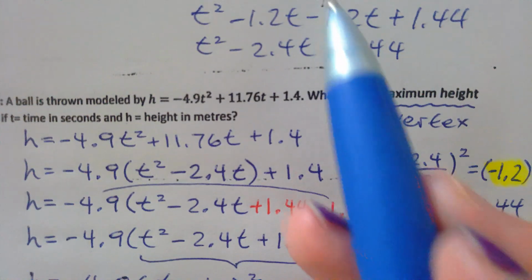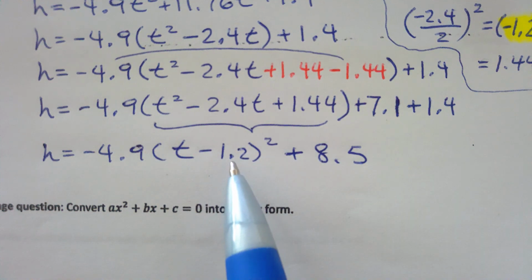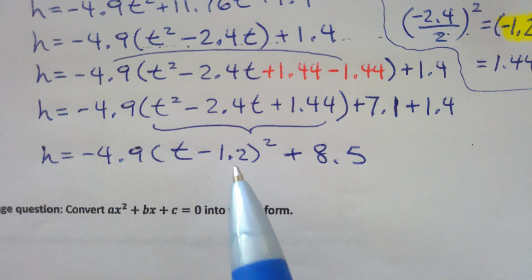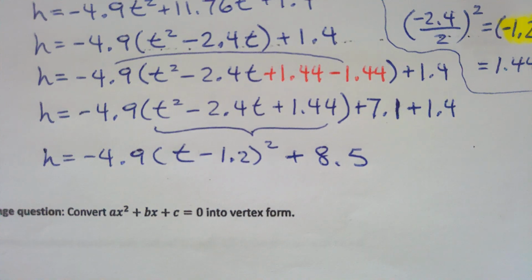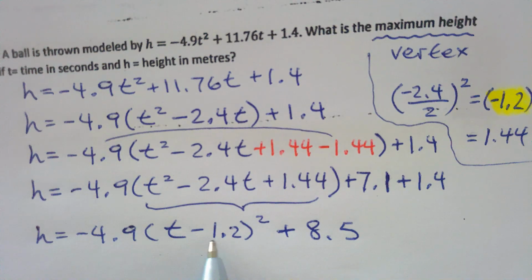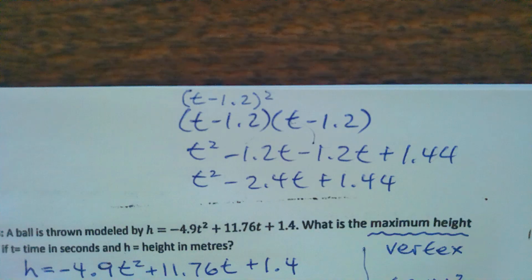So this, when I factor it out, I get this. So when I factor it, I get back to this. Are you confused? One second. Okay, so remember this is (t - 1.2) squared, which is this right here. So not just squaring that. Yeah, so negative 1.2 times negative 1.2 on your calculator gives you the 1.44.